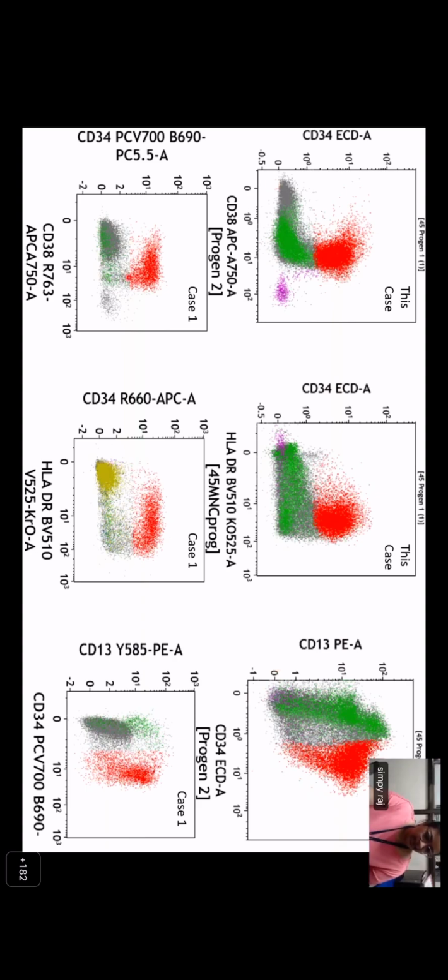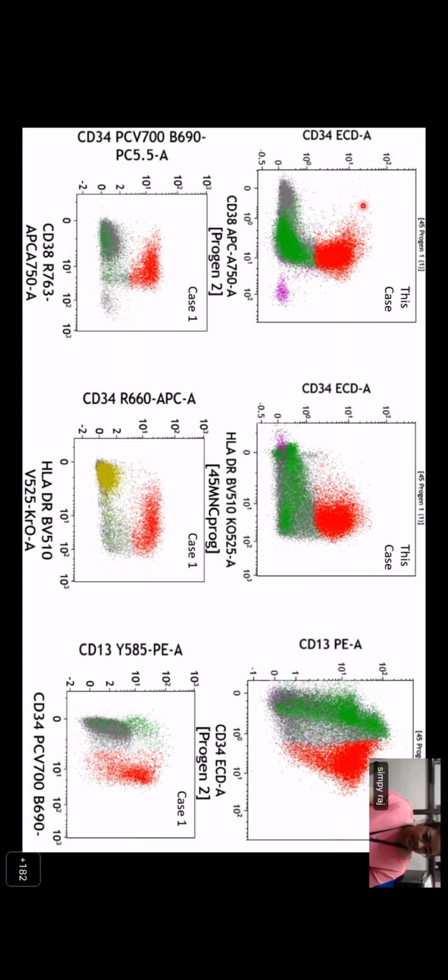Here, as we can see, the CD34-positive and CD38-negative population is our stem cell. Then it progresses ahead, gains CD38, and with further maturation it starts losing its CD34. It progressively increases in CD38, and then both are lost. All right.